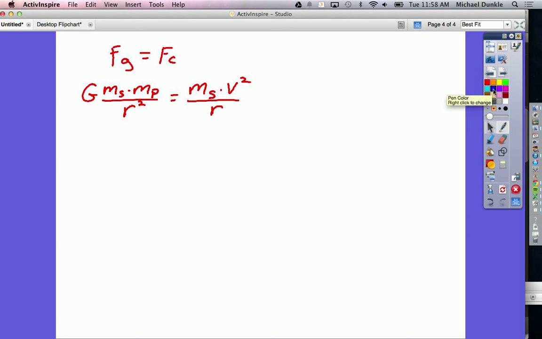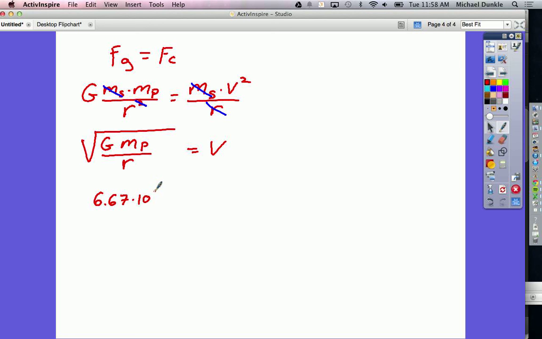Again, we're going to have some stuff that cancels. The mass of the satellite cancels out, and the r squared cancel out. So when we solve for the speed, we just have to do the square root of the left side, and that gives me the square root of the gravitational constant times the mass of the planet all over the orbital radius. That gives me the speed. Now all I have to do is plug in my numbers.